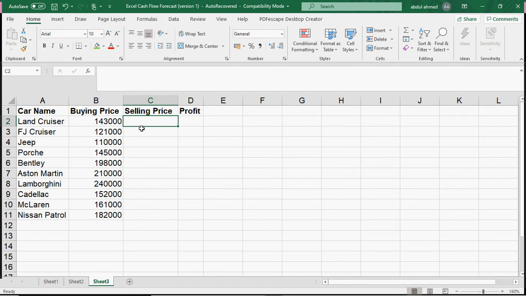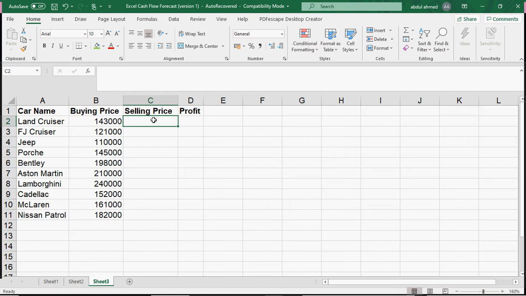Now, businesses don't sell their items just by saying, we're going to sell this item by adding 50 dirhams on top of it or 5 dirhams on top of it. They have percentage margins, how much more of the item percentage wise they would sell it for. So for example, this Land Cruiser was bought at 143,000 dirhams, but they want to sell it to make at least a 10% profit out of it.